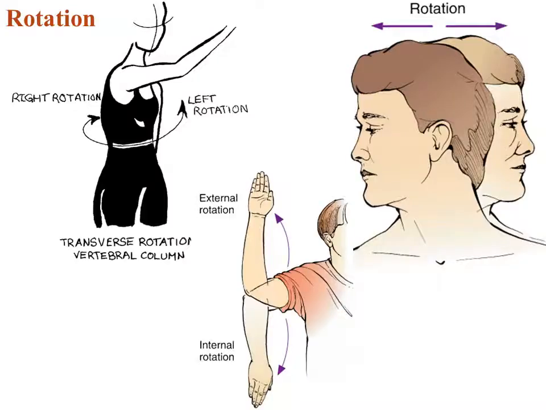Rotation is to turn the bones around a central axis. Rotation occurs on the transverse plane. If you rotate the upper arm from the shoulder or turn your palms up and down, that's rotation. If you turn to look at something, that's rotation at the neck or at the waist.